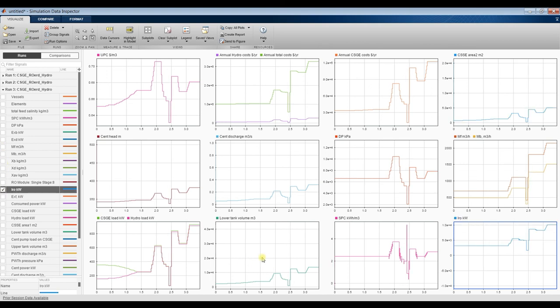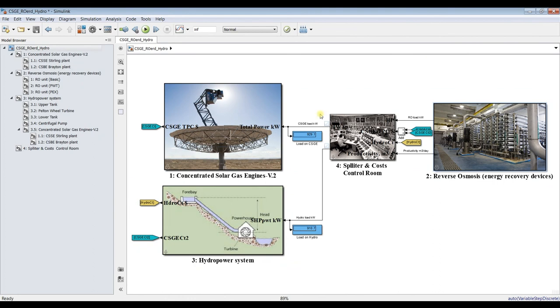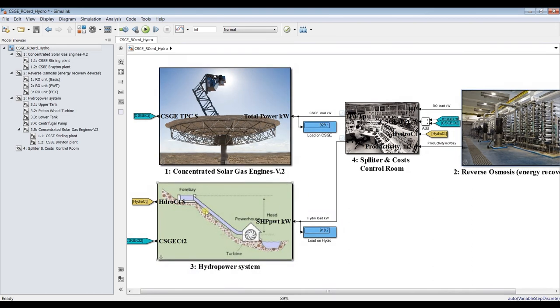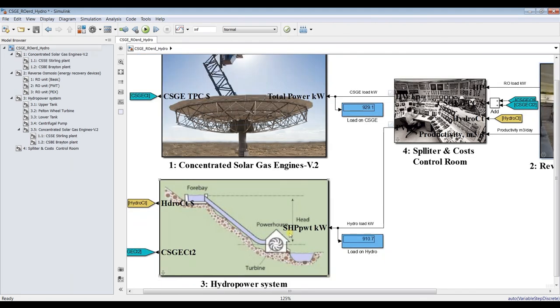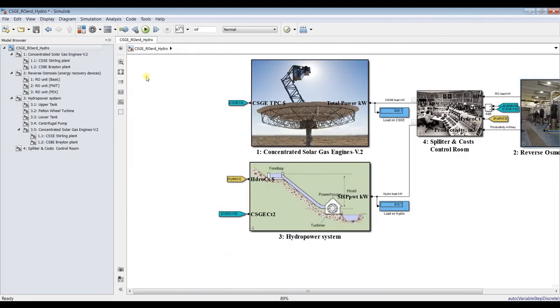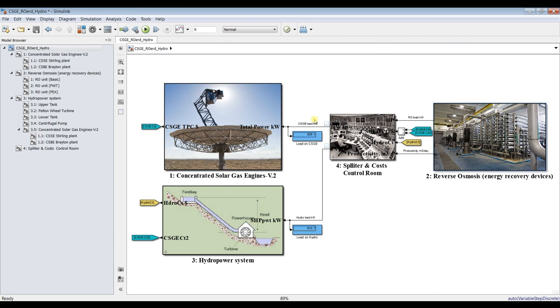So we have here a model we can rely on in order to replace the batteries of the photovoltaic, and we can choose a solar gas engine for more stability, and it's AC current. During the daylight we can store our power into hydro, and then we can restore this power as a backup at night in order to operate reverse osmosis. The next video, we are going to work on signal builder and more dynamic alternatives for this model.